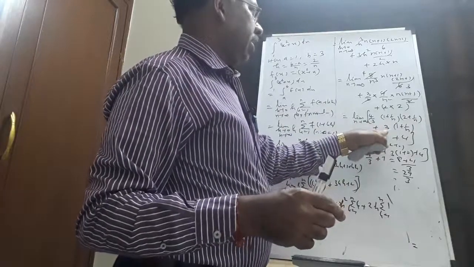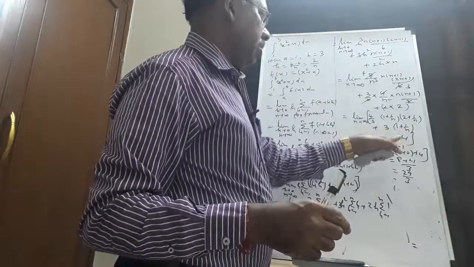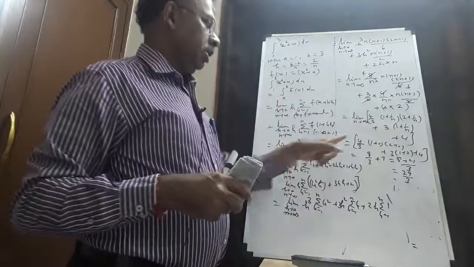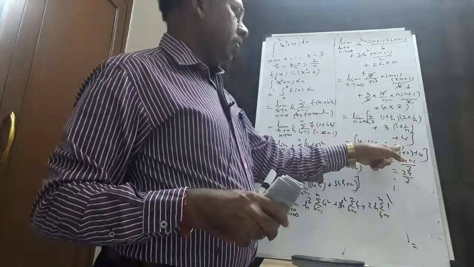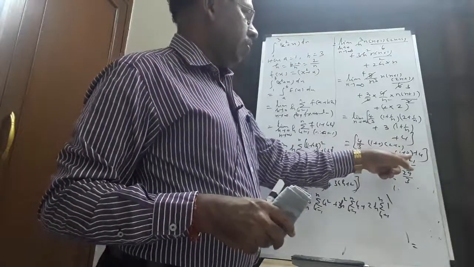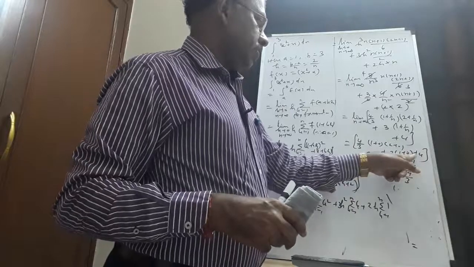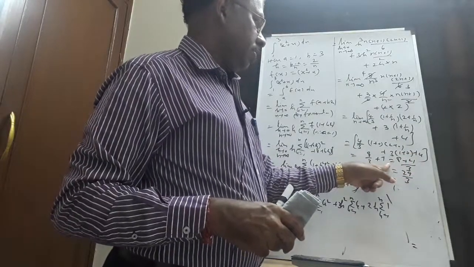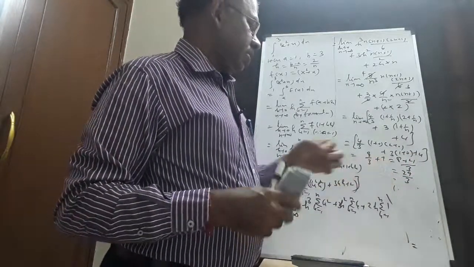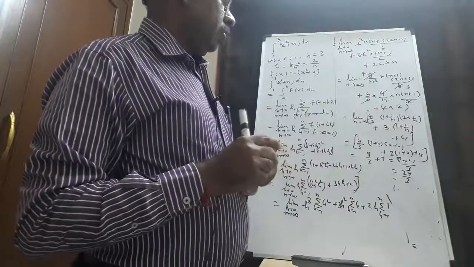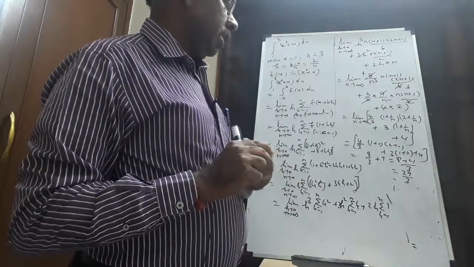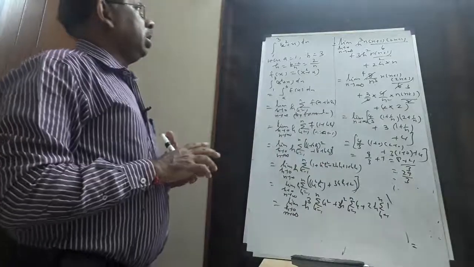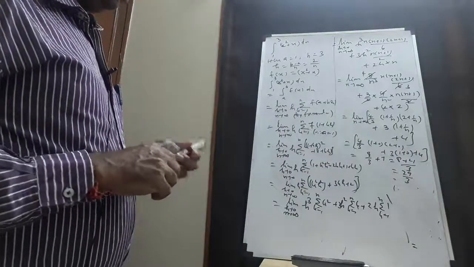Okay, plus 3 into 1 plus 1 by n plus 4. It's correct only: 4 by 3 into 1 plus 0 into 2 plus 0, plus 3 into 1 plus 0 plus 4. This 3 plus 4 is 7. Taking LCM, 7 3s are 21. 21 plus 8 is 29 by 3. I don't think anything is wrong over here.